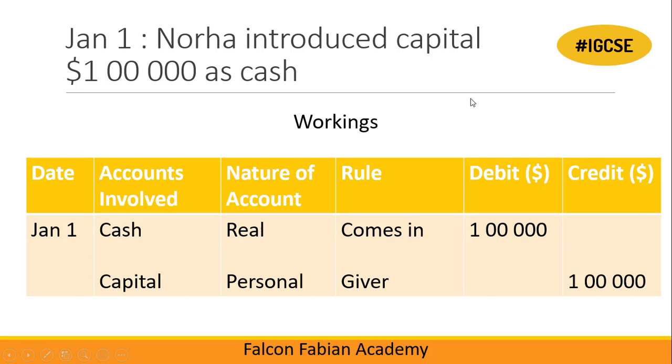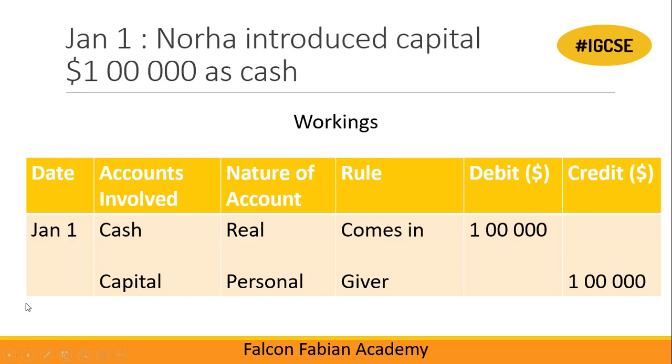Now let's read the transaction and see how do we fill this. So Norha introduced capital worth 100,000 as cash. So the first thing is to identify the two accounts involved. So one account is capital, as capital is coming in the business, and what is the form of this capital? It is coming as cash. So the second account is going to be cash. So cash and capital are the two accounts involved.